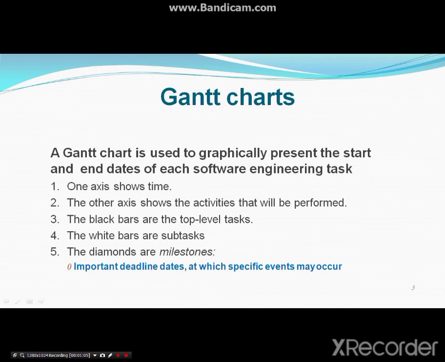So Gantt chart or bar chart, what is the meaning of that? A Gantt chart is used to graphically present the start and end dates of each software engineering project task. On one of the axes there is time, on the other axis there are the activities that will be performed. Black bars are top level bars, white bars are subtasks, diamonds are the milestones. A note is that important deadlines, dates at which specific events may occur, are shown by different notation.